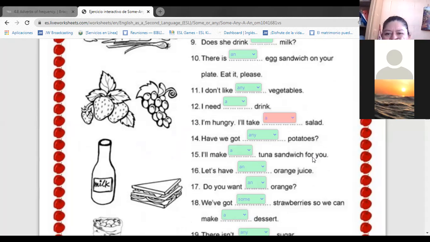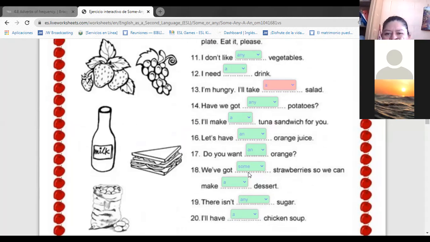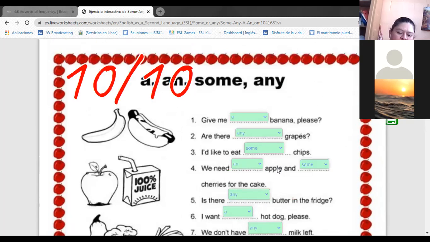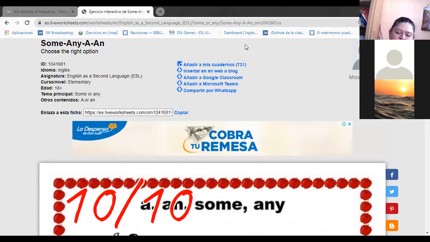I'll make a tuna sandwich for you. Let's have an orange juice. Un jugo de naranja. Remember that this is uncountable and it's always singular. Do you want an orange? We've got some strawberries so we can make a dessert. There isn't any sugar, it's negative. I'll have a chicken soup. Okay, so that is that. Those are the answers. Good.